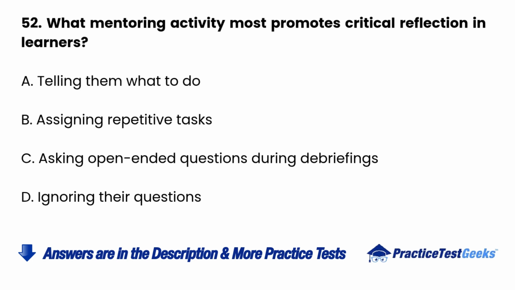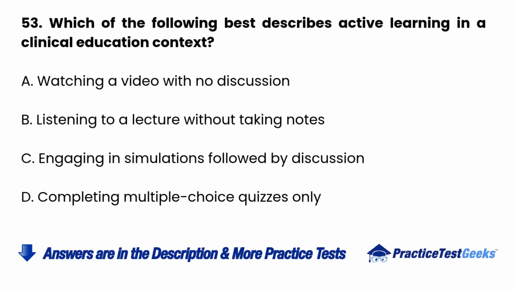52. What mentoring activity most promotes critical reflection in learners? A. Telling them what to do. B. Assigning repetitive tasks. C. Asking open-ended questions during debriefings. D. Ignoring their questions.